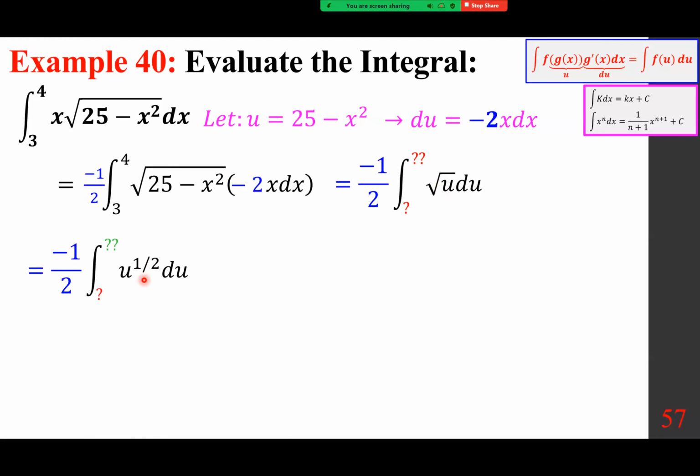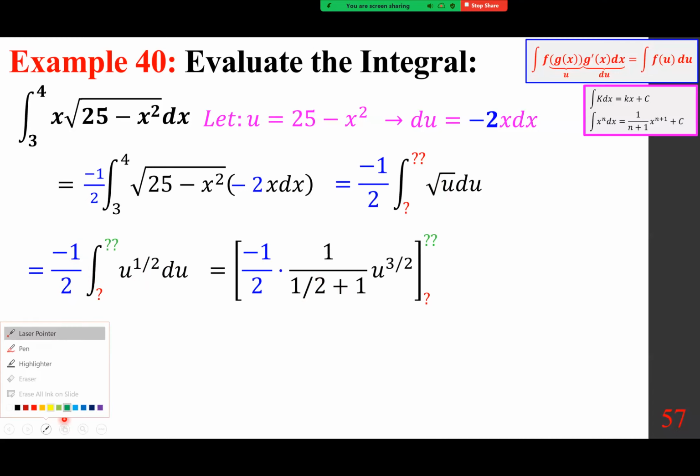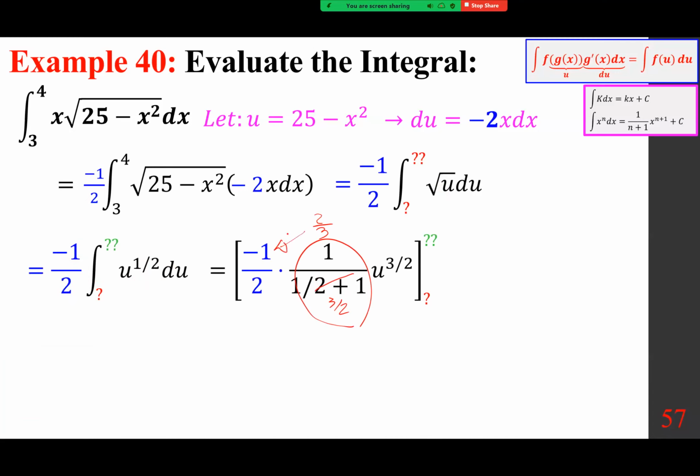This becomes 1/2 plus 1, u to the power of 1/2 plus 1. We keep this number. 1/2 plus 1, so this is 3/2. The reciprocal of 3/2 is 2/3. And you multiply by -1/2, you get -1/3.